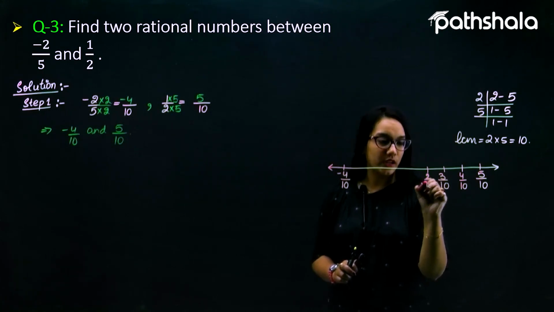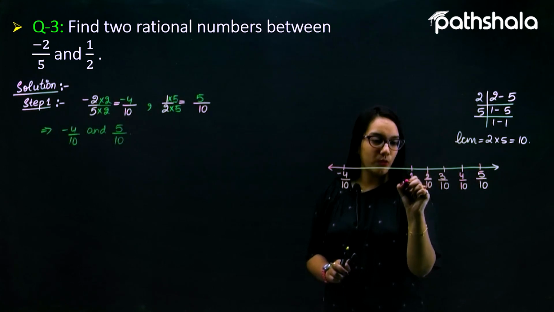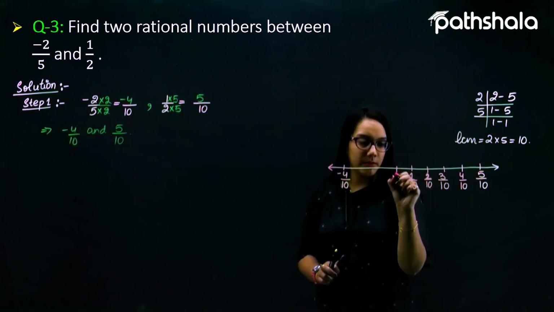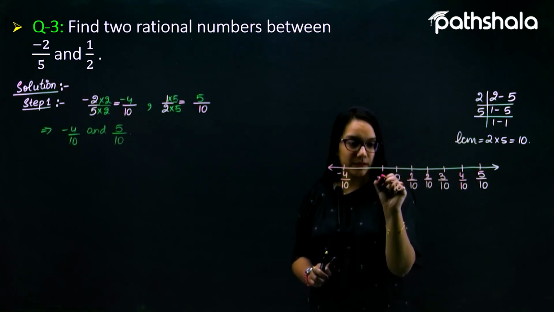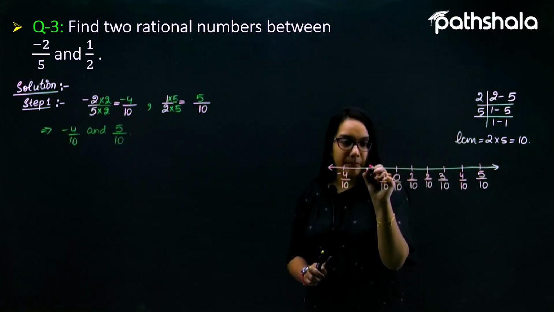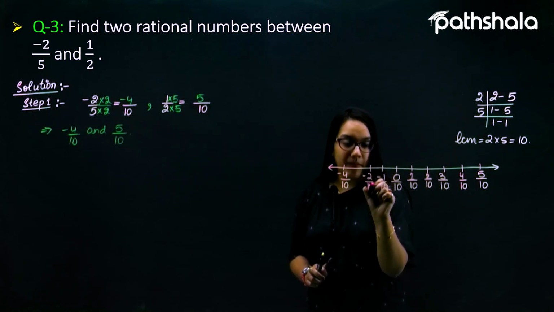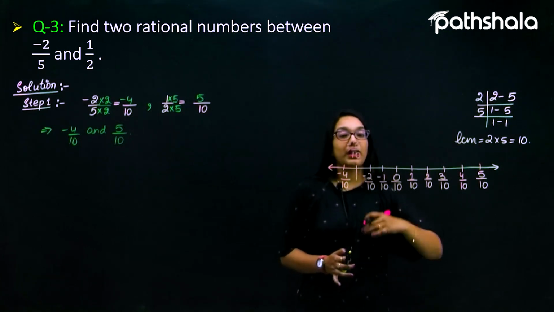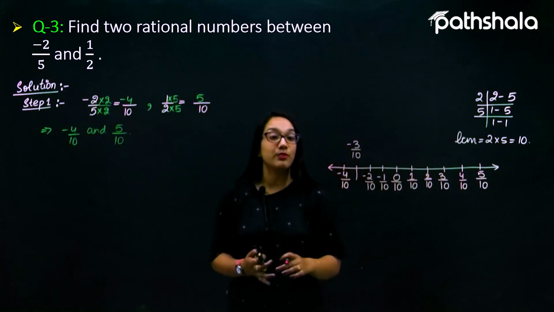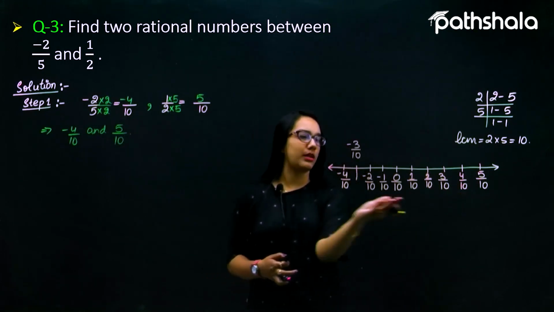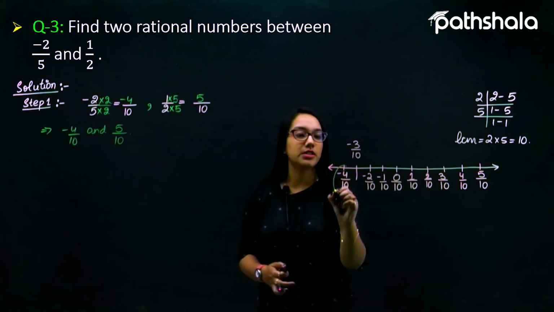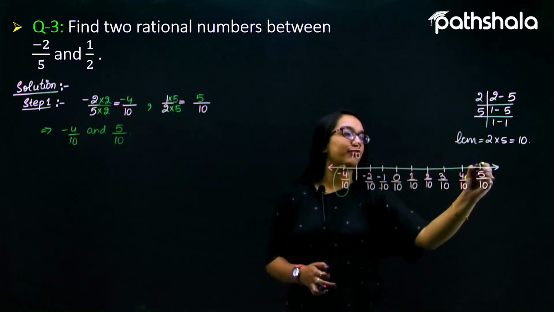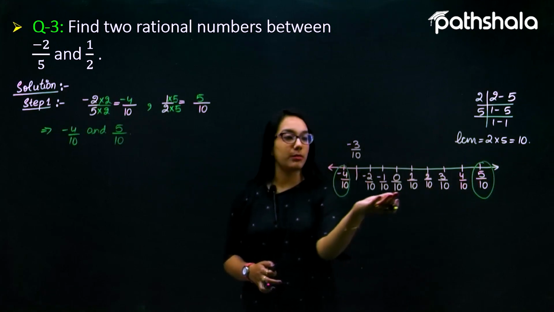Further, the number will be 1/10, then 0/10, or we can say -1/10, -2/10, -3/10, and this is -4/10. So with the help of plotting on the number line, we have found all these rational numbers that lie between -4/10 and 5/10. This is my answer.